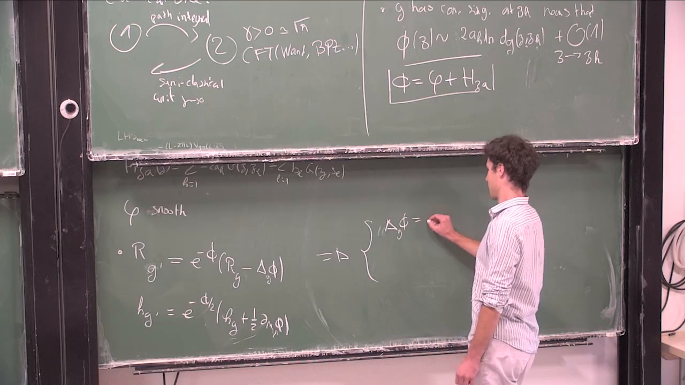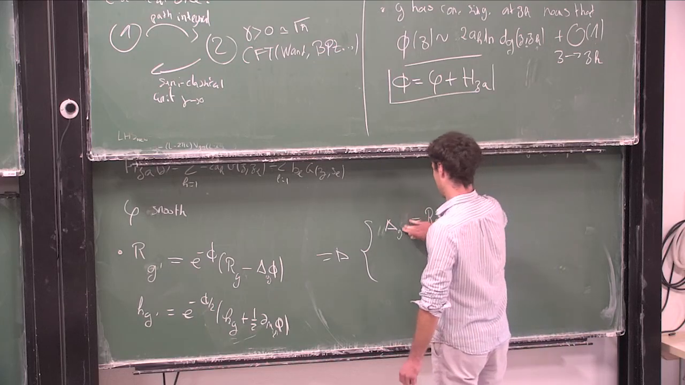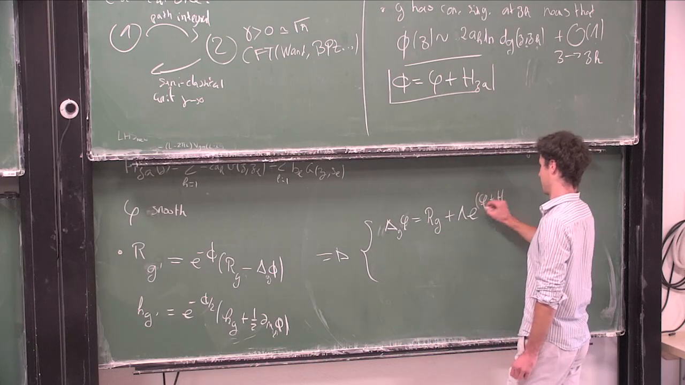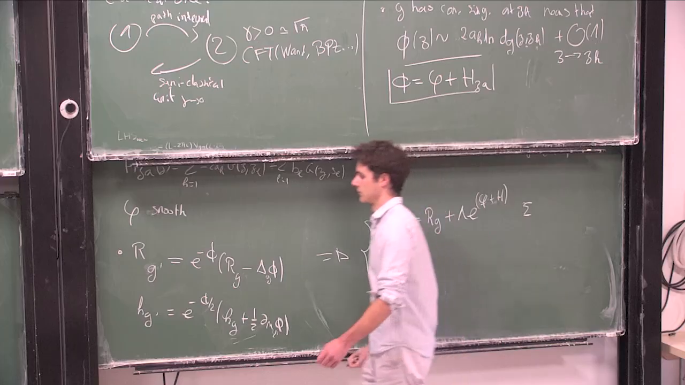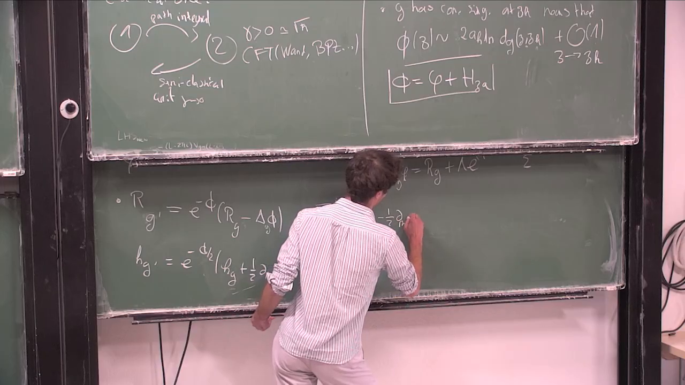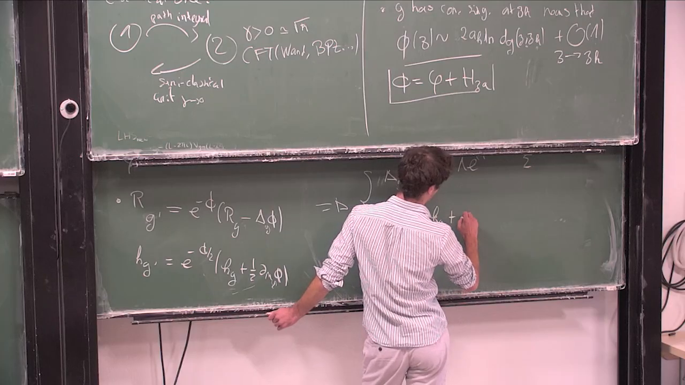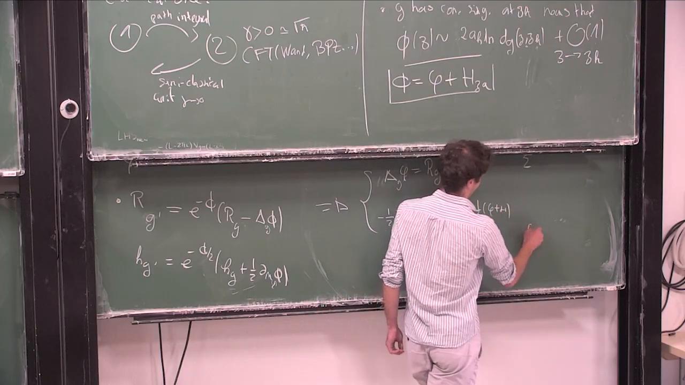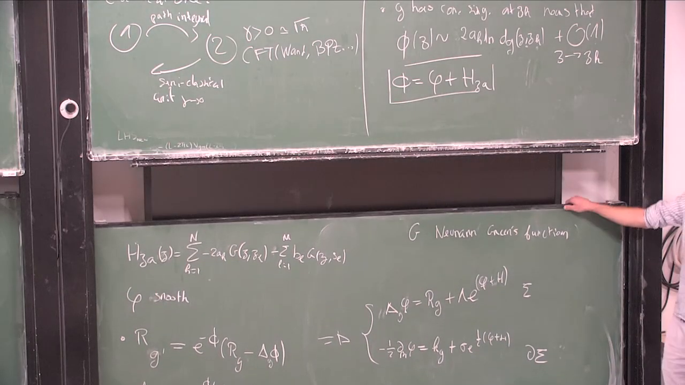Laplacian phi is equal to F_g plus lambda exponential phi plus h, in the bulk. On the boundary, you want to have minus 1/2 normal derivative of phi equal to k_g plus sigma plus h. So you have the PDE, and you can ask whether it has a solution or not.